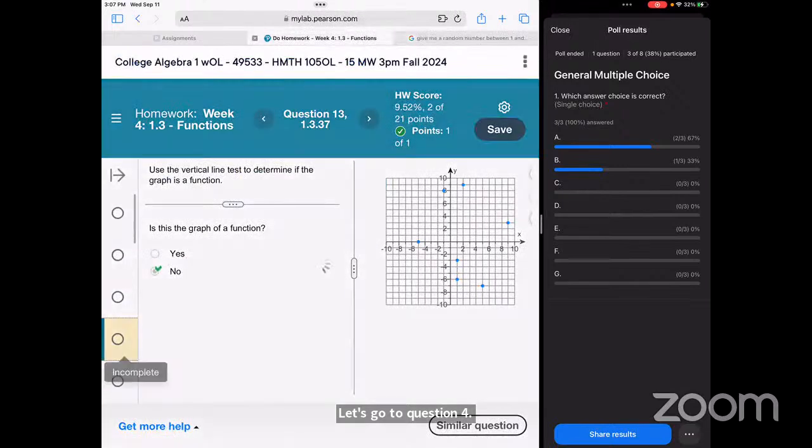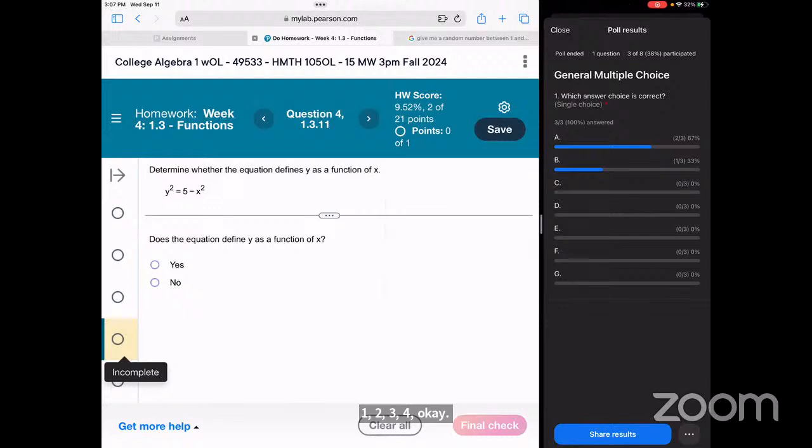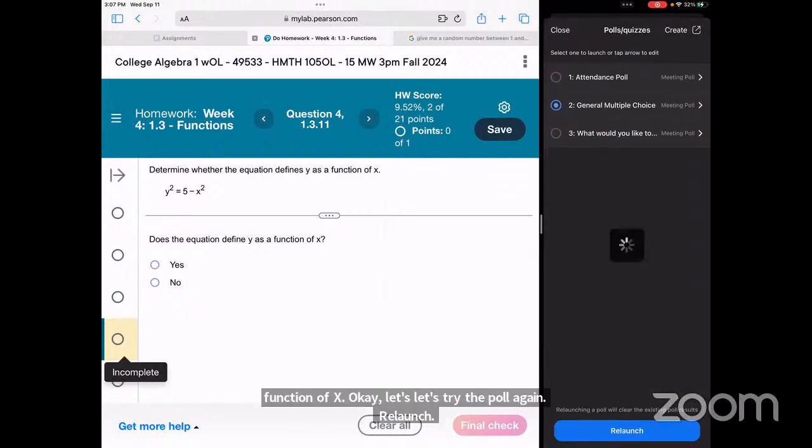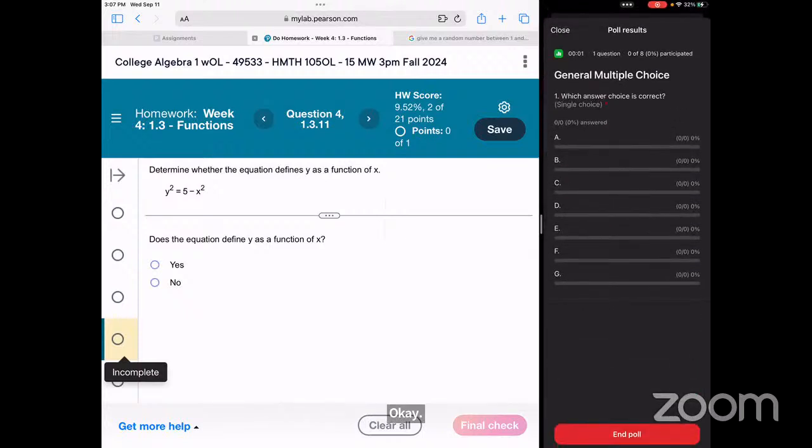Okay, so determine whether the equation defines y as a function of x. Okay, let's try the poll again. Relaunch. Go. Okay, so A would be yes and B is no. Just take a moment, right? I'll give you at least 30 seconds. So the timer is going. Just take a moment to see if you can get this one.